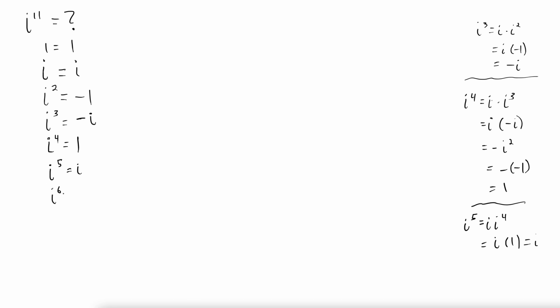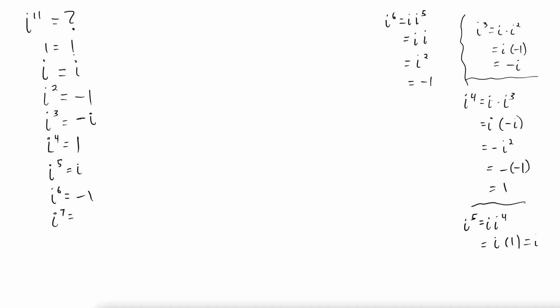i to the 6th. We'll go up here for i to the 6th. i to the 6th is just i times i to the 5th. But we already decided that i to the 5th was i. So i times i is i squared, and we know that i squared is -1. Maybe you can guess what i to the 7th is going to be.